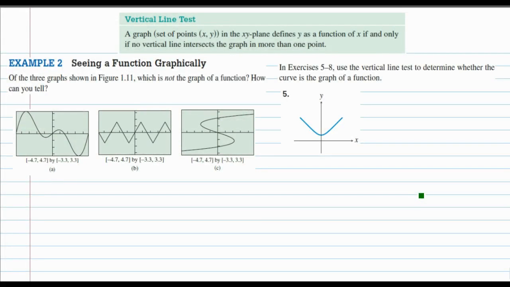This is the screencast for section 1.2, example 2. We're going to explore the vertical line test a little bit more closely. I mentioned it in example 1. The vertical line test is another way to determine whether a relation is a function or not.